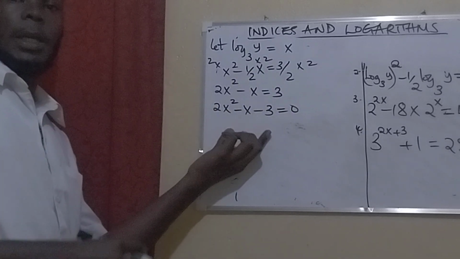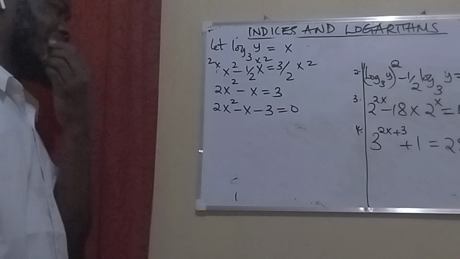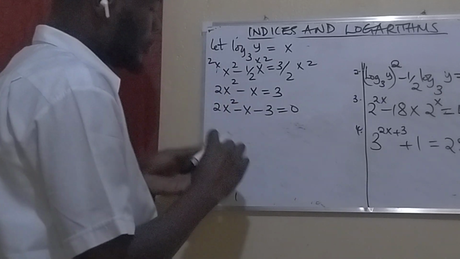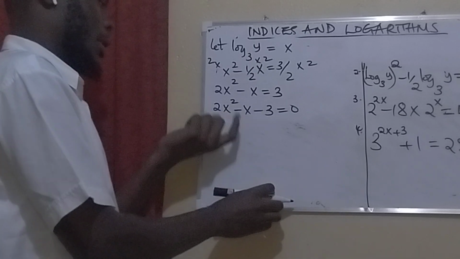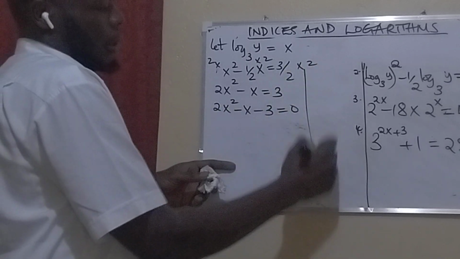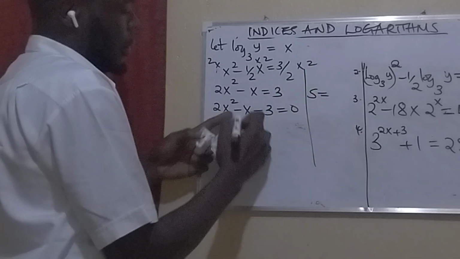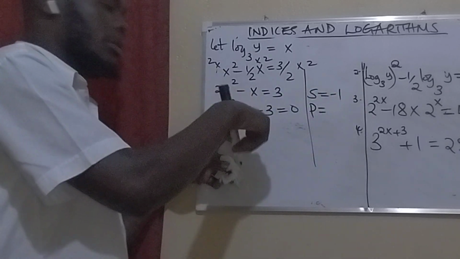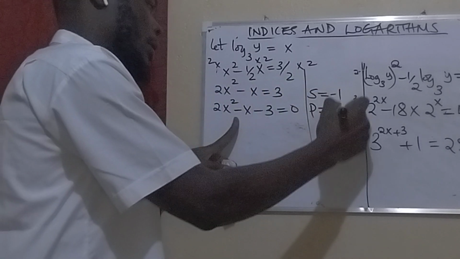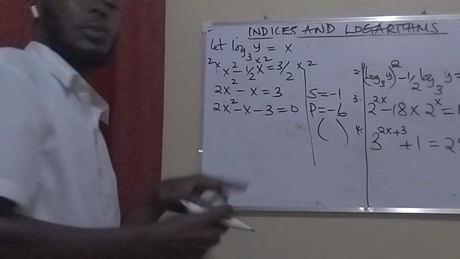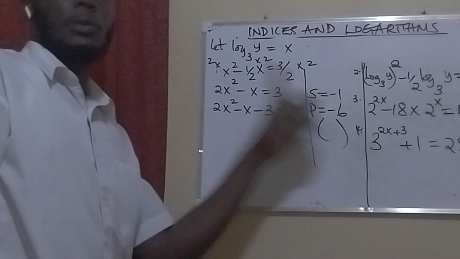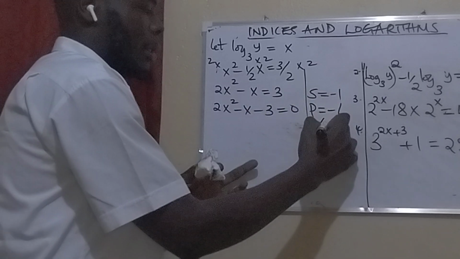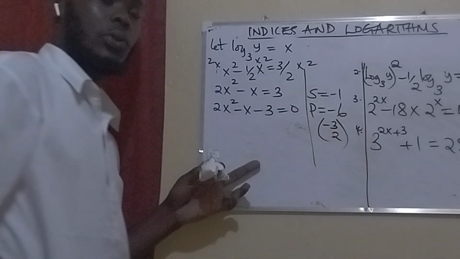So you can solve by any method that you want, factorization, completing the square, quadratic formula, so that you can get the value of x. So here the sum is -1, the product you have -6. So two numbers, when you add, we get -1. When you multiply, you get -6. These are -3 and 2.